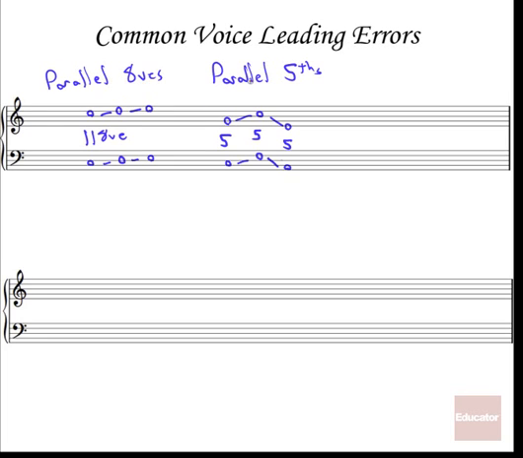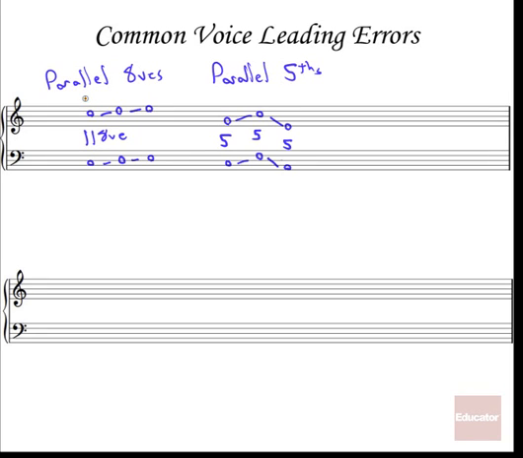So the reason why these two are not desirable in voice leading is because we want to emphasize the individual character of each voice, and these perfect intervals moving in parallel don't really give that feeling. They sound like one voice is very subservient or kind of a shadow of the other voice.